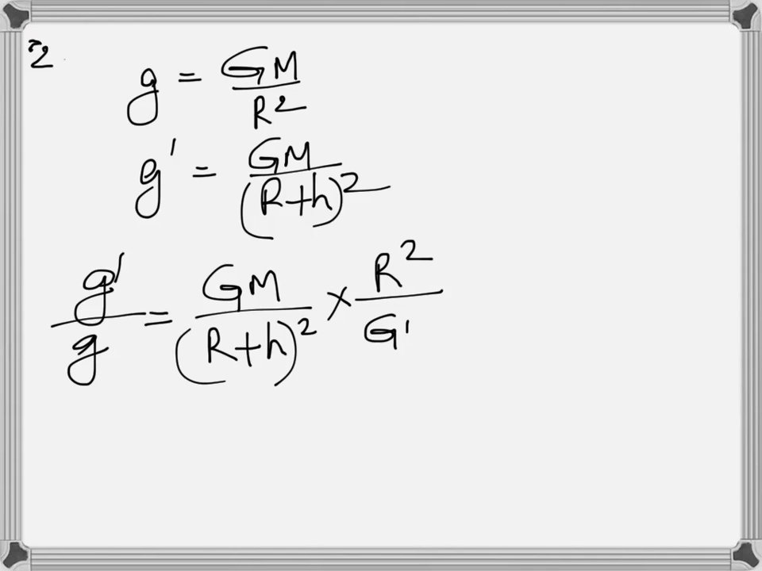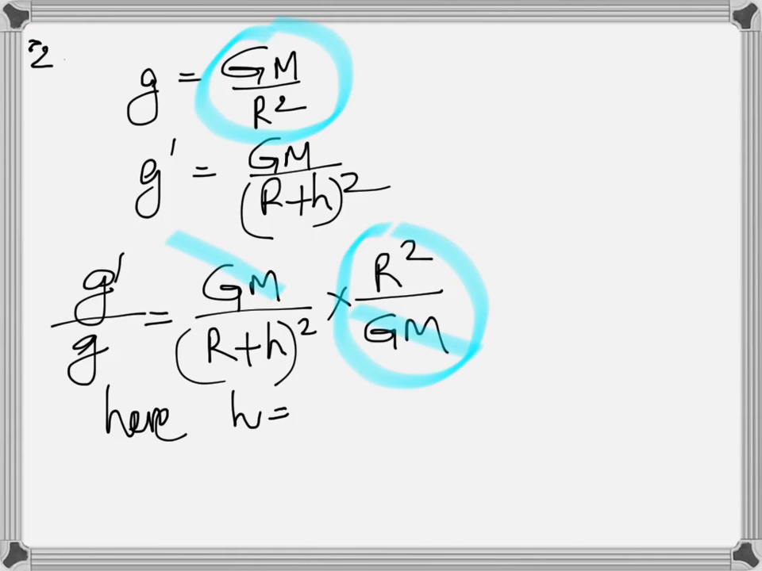See, I divided g prime by g. So, when you divide, you know that the second term is flipped over and multiplied. You know that? So that's why I flipped over the second term, which in this case is this one. Isn't that the second term? That's flipped over. If you look on this side, it's flipped over here. Right? So the masses get cancelled.